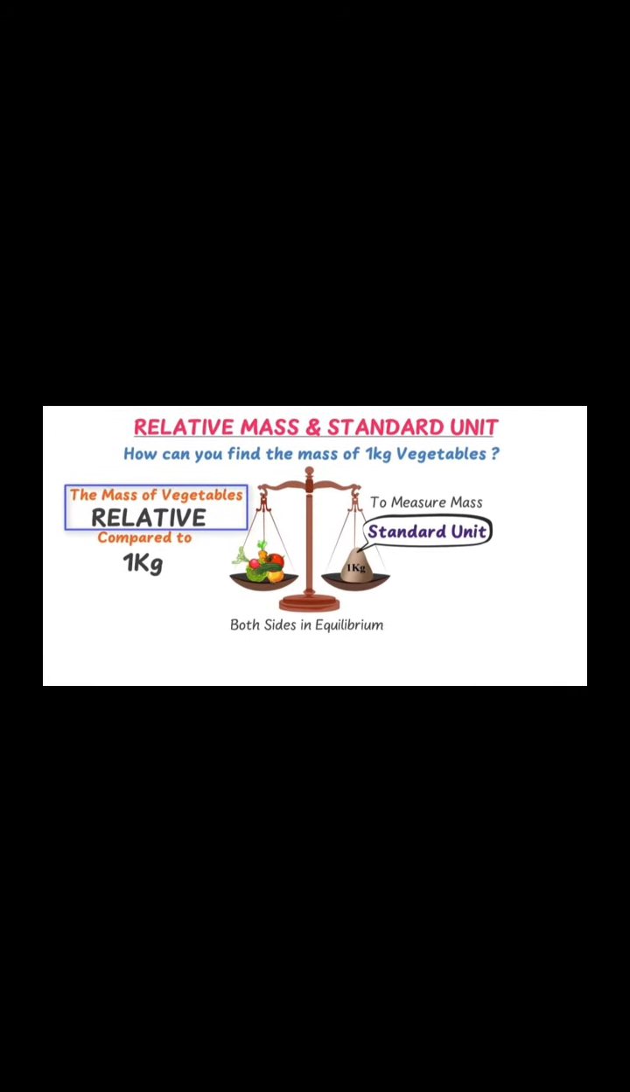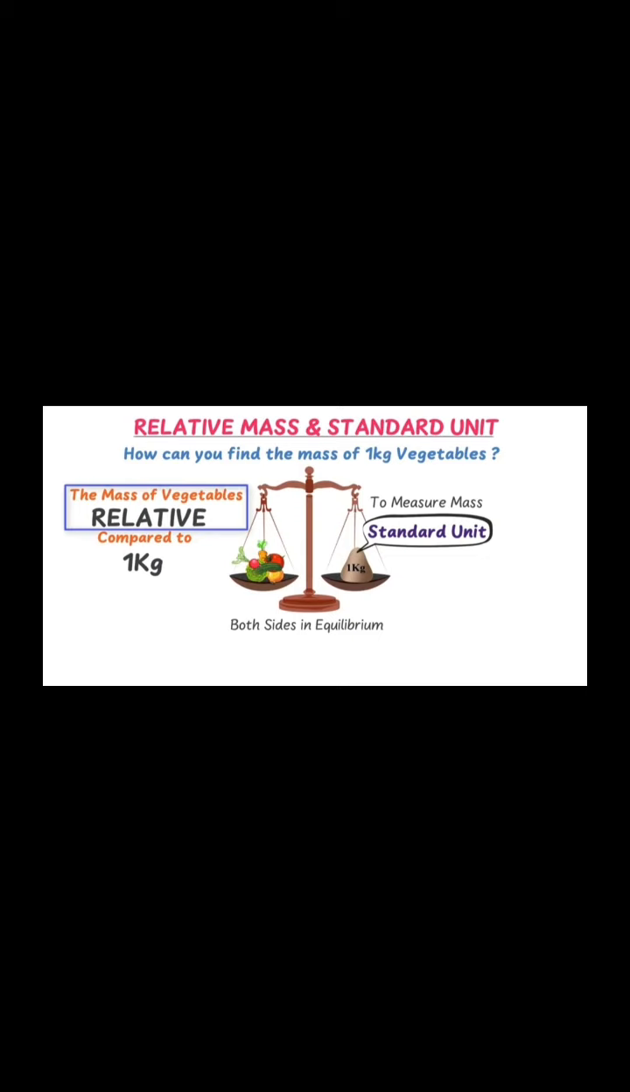Here, the mass of the vegetables is relative because it is compared with the mass of the 1 kg stone. And the 1 kg stone is a standard unit. Once again, I'll repeat, the mass of the vegetables is relative and the 1 kg stone is the standard unit.